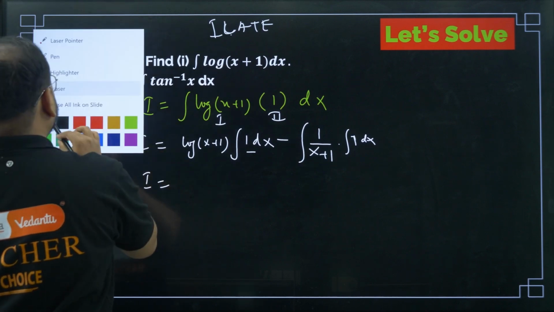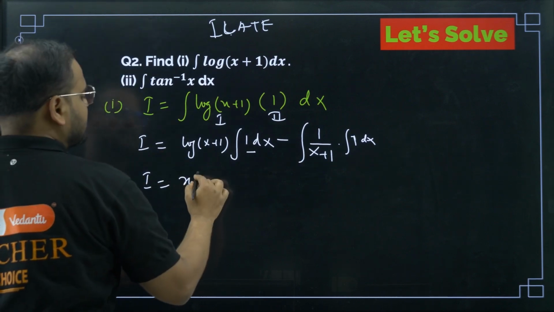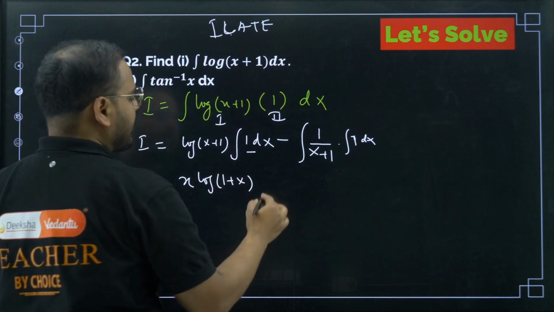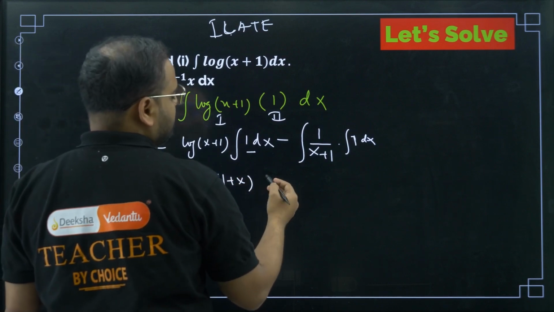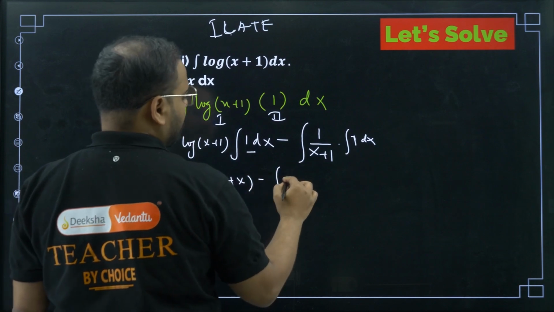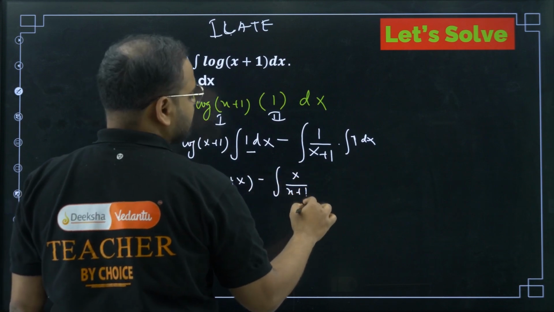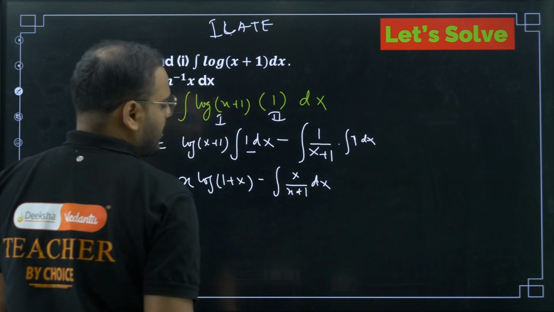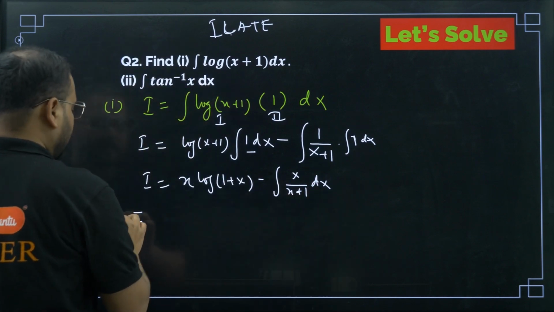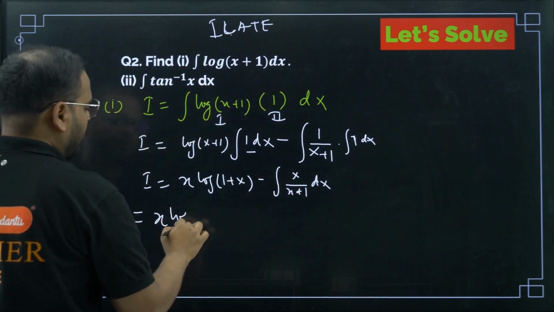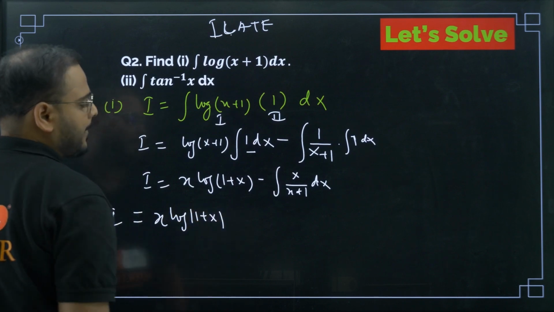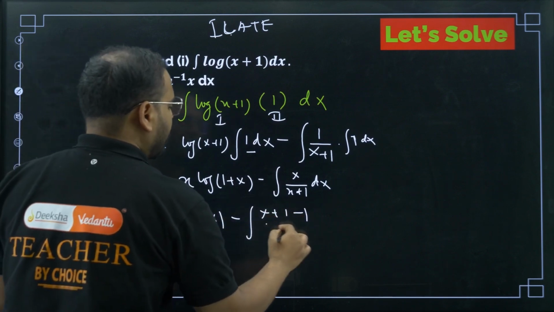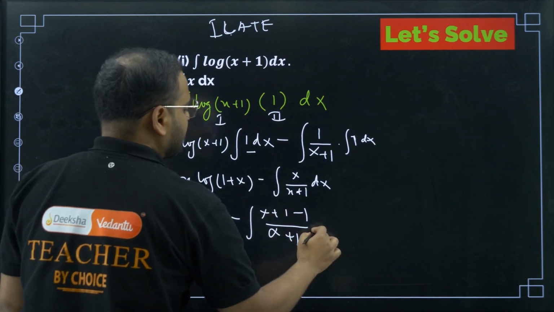Please have a look. This is x, right? I can write as x log of 1 plus x or x plus 1, no problem. Okay, chaliye. How much is this going to be? This is going to be minus integration of x upon x plus 1 dx. I can do this again. I equals x log of 1 plus x, and write this as x plus 1 minus 1 upon x plus 1 dx.